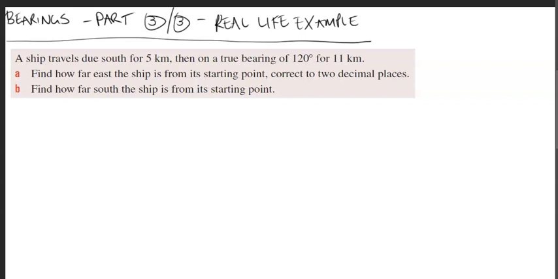Alright guys, let's bring this home. Bearings, part 3 out of 3, real life example. We've got a real life example question here that has to do with a ship traveling.